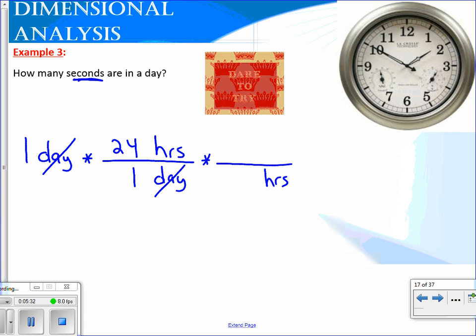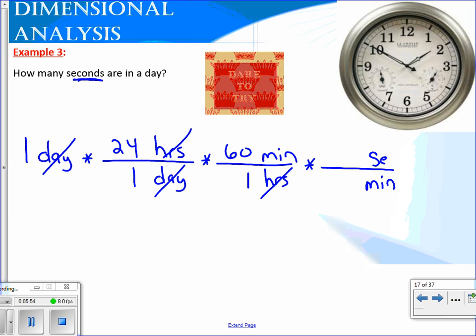Now, you may know that there's 3,600 seconds in 1 hour. You may not, so let's just pretend like, hey, I don't know that. So we're going to go to minutes. 1 hour is 60 minutes, so we just got rid of the hours. If we stopped here, our answer would be in minutes, but we want seconds. So we do times again. We want to get rid of minutes. It's on top, so we put it on bottom.